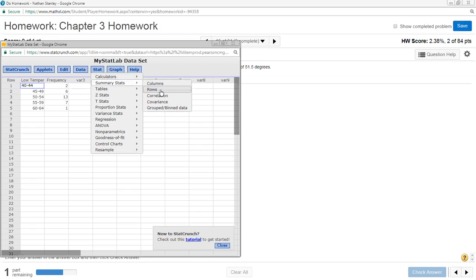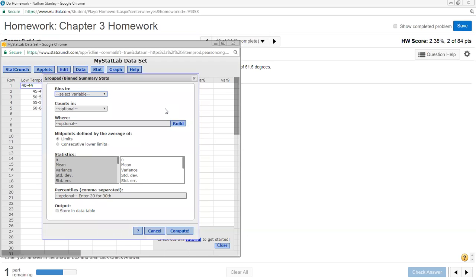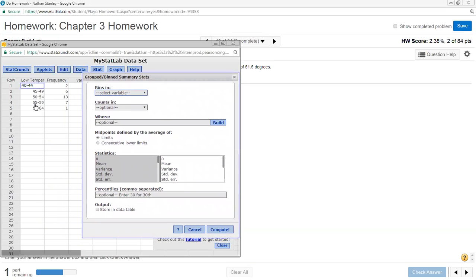So what we're going to do is go down, and instead of selecting columns, we're going to select grouped or binned data. So we'll select this, grouped or binned data, and then our bins, or another word for that, are classes. Our bins or classes are in the column labeled as low temperature right here. So we will select the column called low temperature. The bins are located there, and then our frequencies are located in the column called frequency. Well, they call those counts. It counts up how many times or how frequent each item in each class is. They call those counts or frequencies.